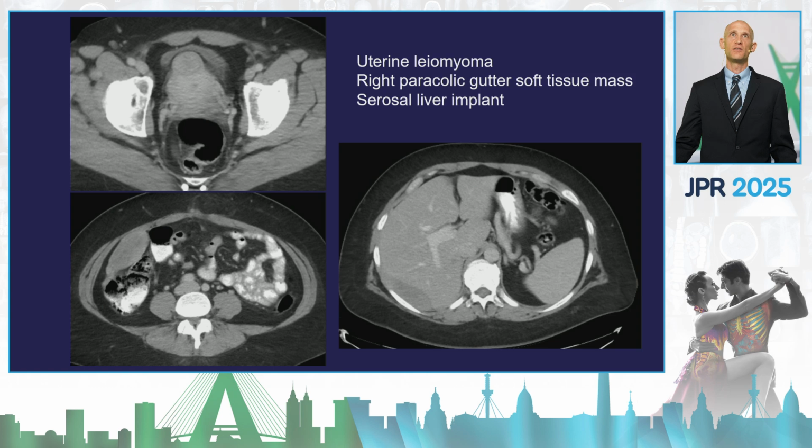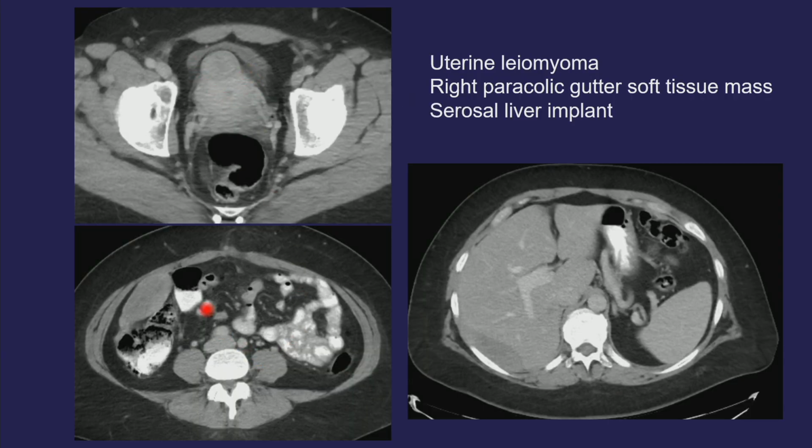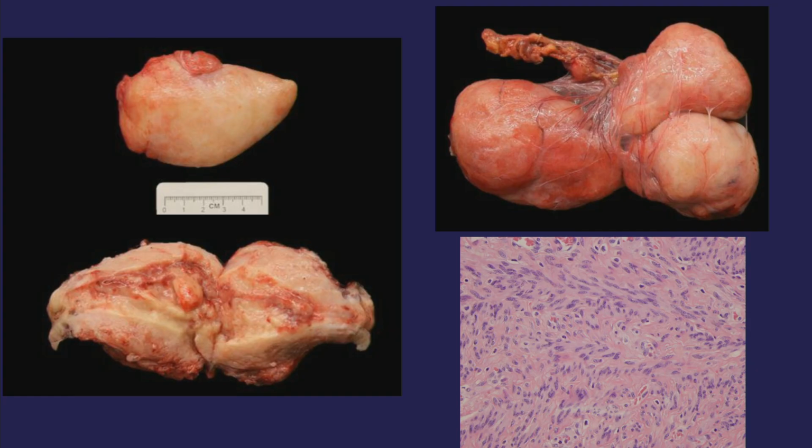Okay, so here's a case example demonstrating diffuse leiomyomatosis. Notice there is this subserosal fibroid arising from the anterior uterus. There's also this right-sided pericolonic mass, as well as a serosal liver implant. These are obviously concerning findings. The patient was managed with surgery, and here are the gross specimens. But importantly, all the sites of disease looked benign without necrosis or atypia or abnormal mitotic activity.